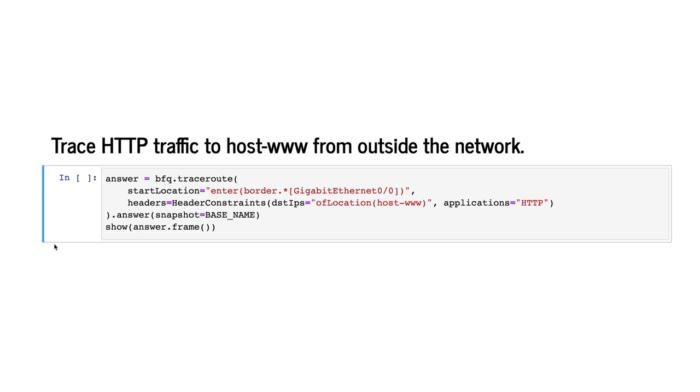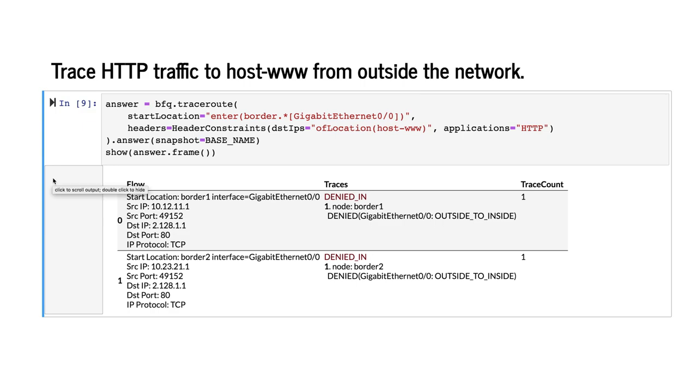Let's start by using the traceroute question to confirm that the web service is not currently accessible from the external network. Our parameters specify HTTP traffic to the web server from the external network. As you can see, the flow is dropped by the ingress ACL outside to inside on each border router. This is where we'll make our change.